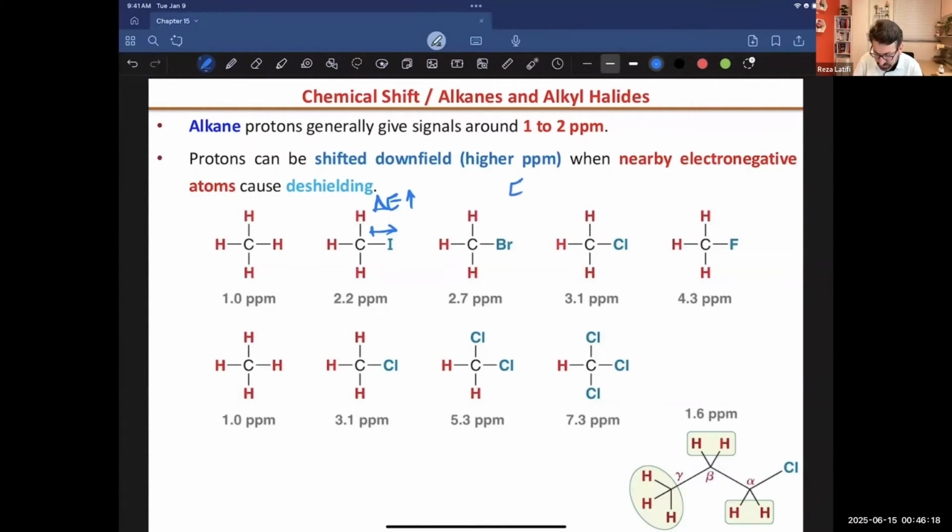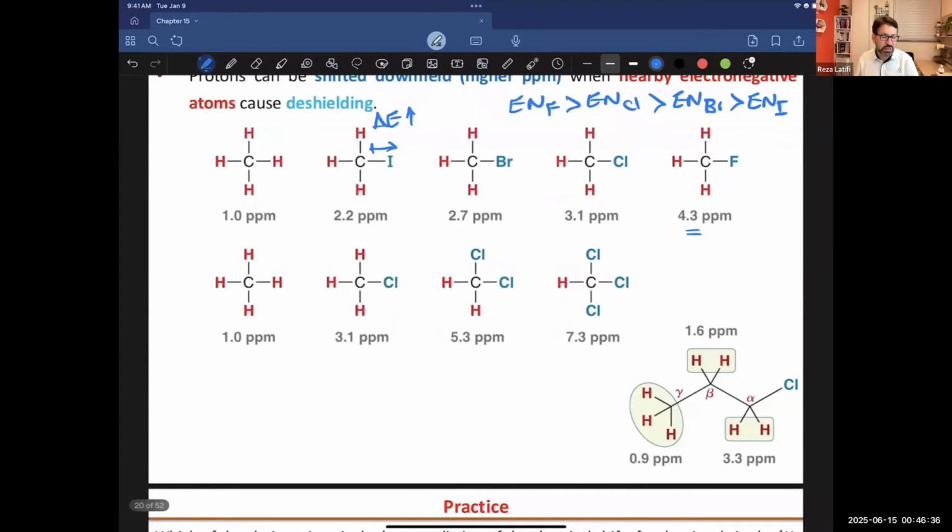The electronegativity of fluorine is higher than that of chlorine, which is higher than that of bromine, and then iodine. And as you see, fluorine has the highest chemical shift. Now if I keep adding more electronegative elements, even if they are the same, I should see more deshielding effect, more pulling effect from the carbon nucleus. As you see, the chemical shift goes up to 3 by putting just 1 chlorine. And if I double those chlorines, now it's jumping to 5.